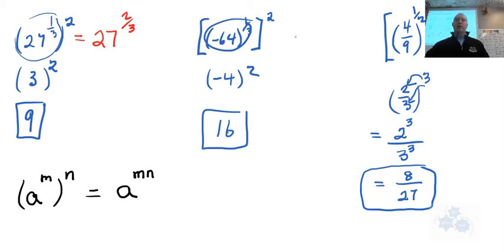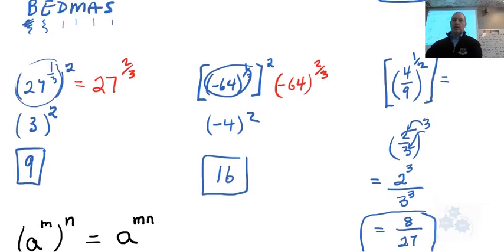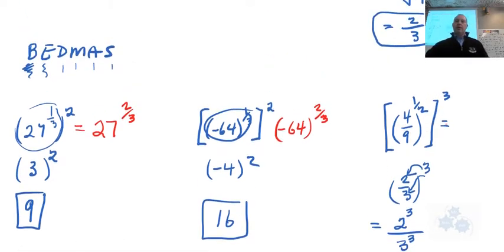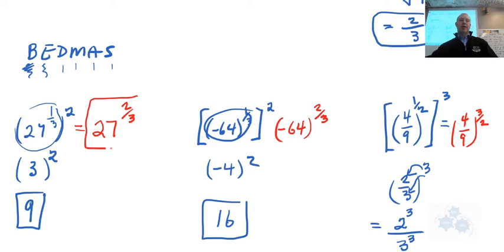See that? This is equal to negative 64 to the power of, what's 2 times 1/3? 2/3. This right here, 4 over 9 to the 1/2 to the power of 3, is equal to 4 over 9 to the power of, what's 3 times 1/2? Well, that's 3 over 2. Okay? So that's how fractional exponents work too. So you might see a question like this, and you'll have to figure out what to do there.